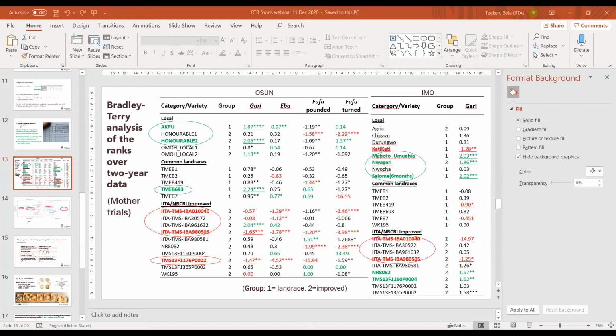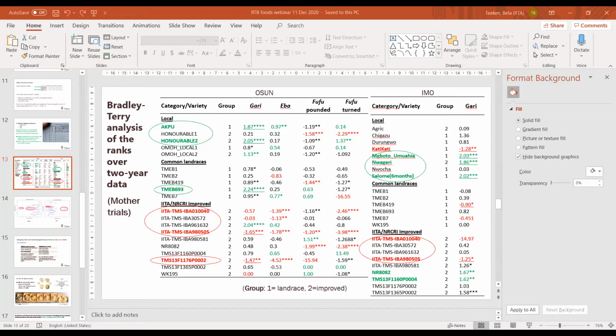Dominique, do you want to ask your questions? You had 2 questions, one on double purpose cassava and one on G/E effect. Yes, Béla, nice presentation. Could you tell us about the double purpose cassava for Gari-Eba? It seems that you have only Akpu, which is good for both. And also, what is the lesson learned between the IMO and Osun state for the same clone?